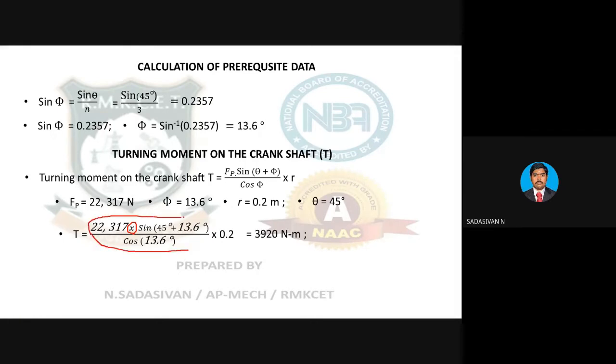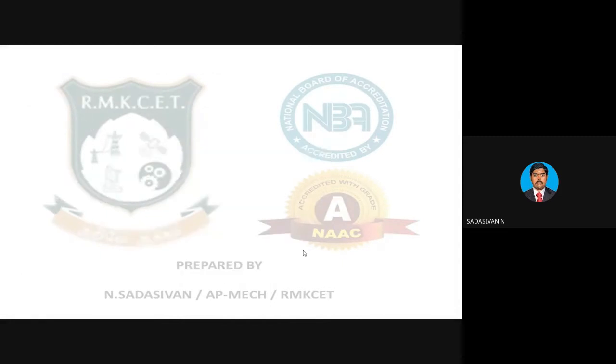In this portion, the unit of FP is Newton, and this unit is meter. So Newton meter is your torque unit. Don't forget the unit. So turning moment on the crankshaft equals 3,920 Newton meter. So the first question is answered. The second question is FB, thrust on the crankshaft bearing.